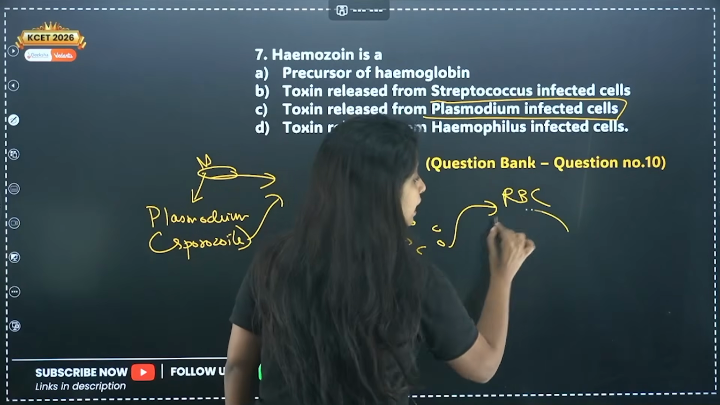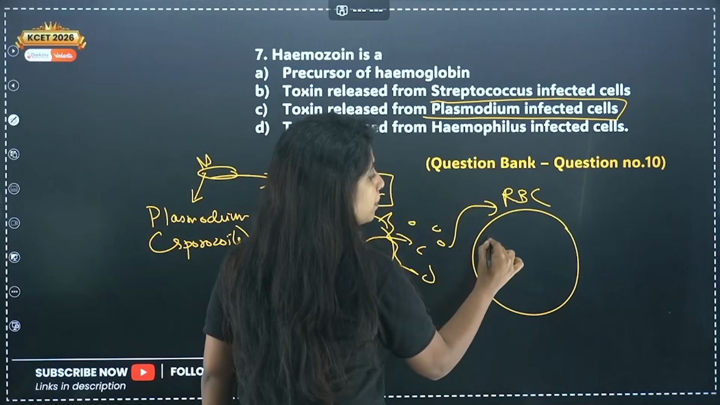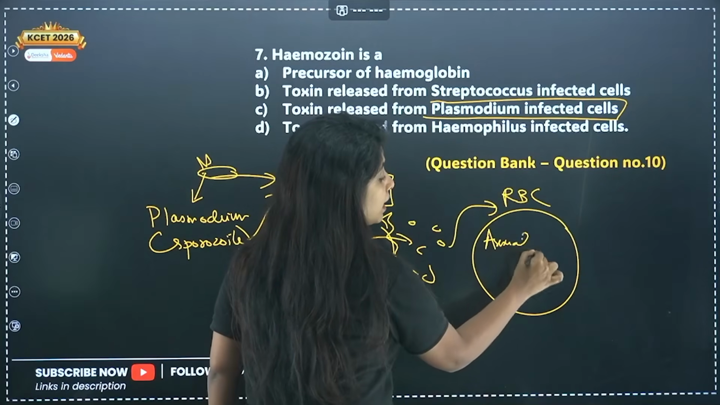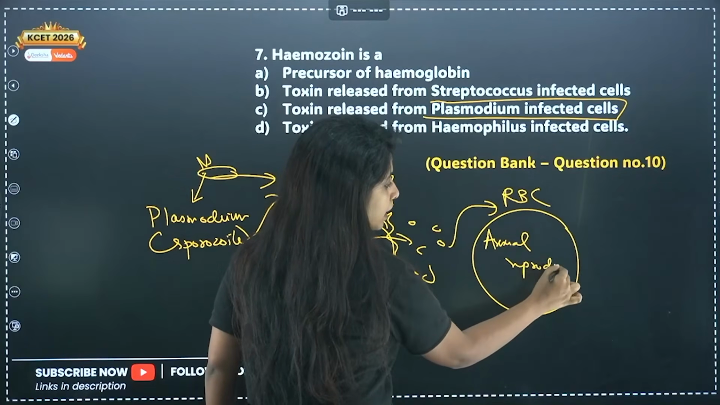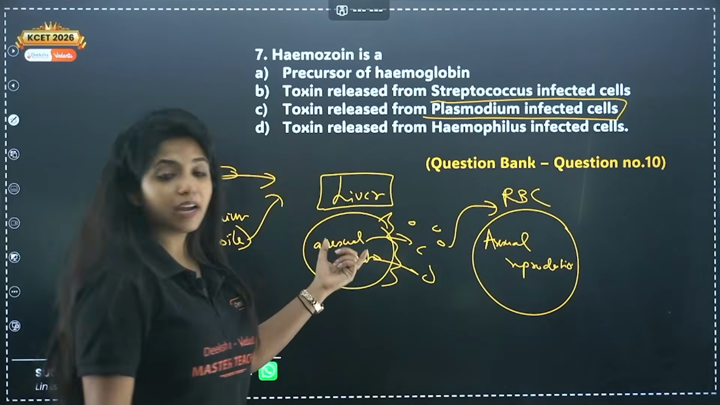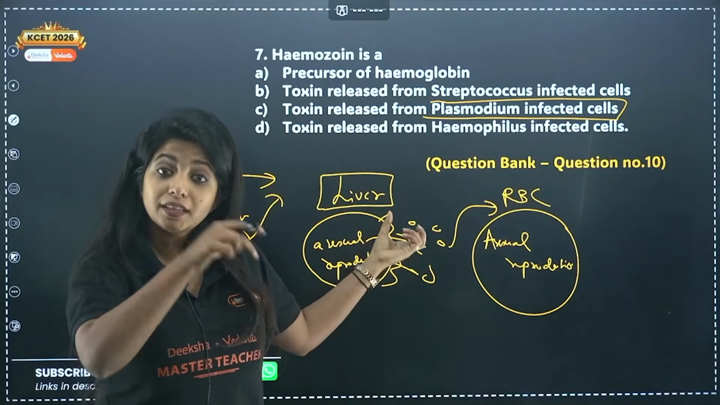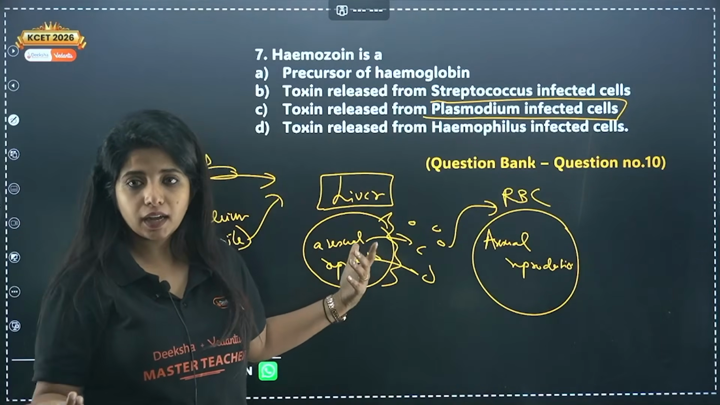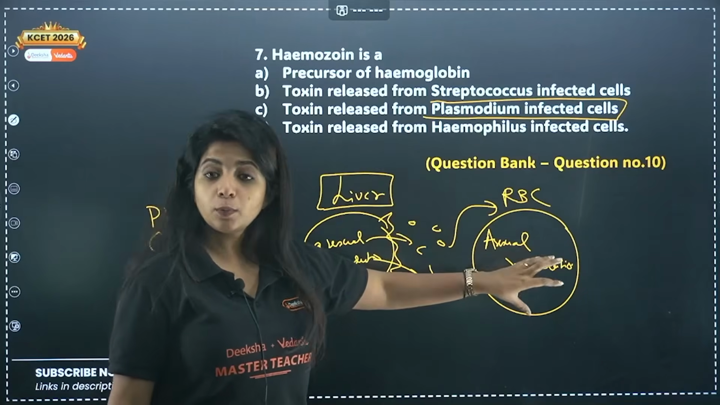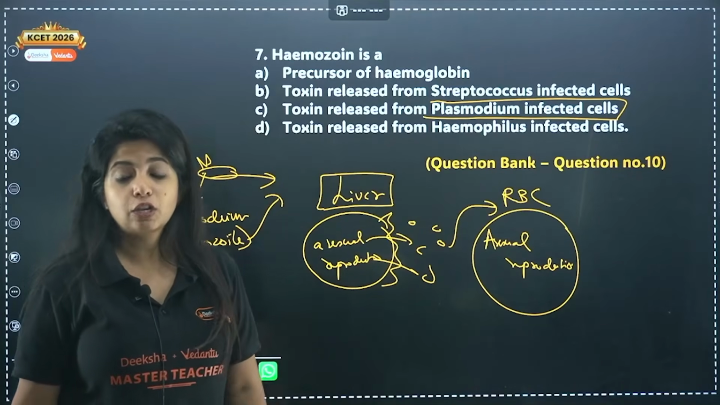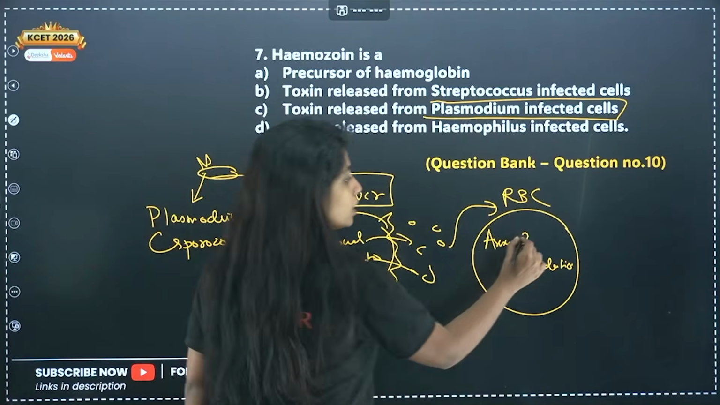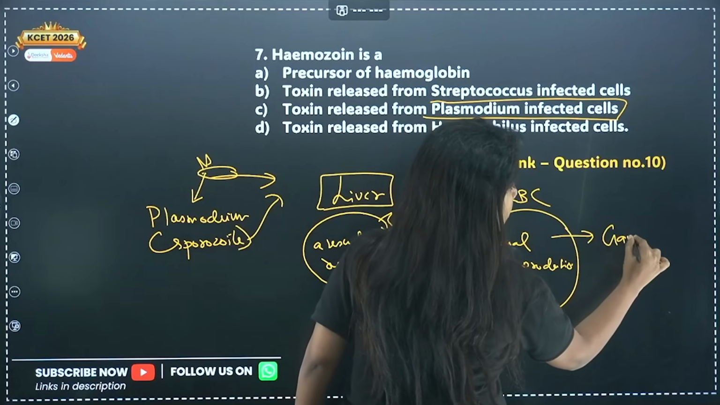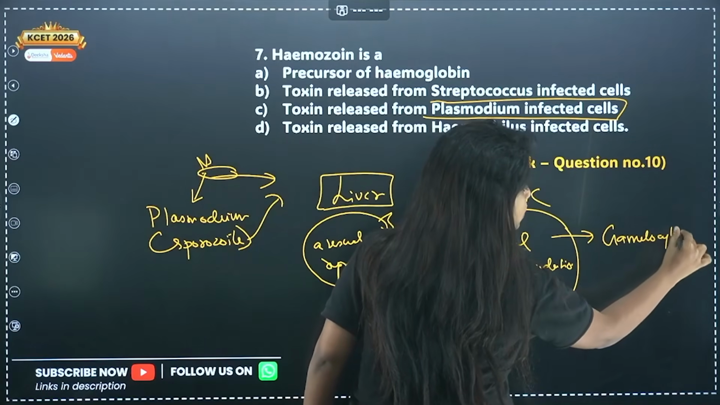Now once they are inside the RBC, my dear children, what will happen? Again, they are going to undergo asexual reproduction. Sporozoite came in, they underwent asexual reproduction. Now there is another stage, okay? You do not call them sporozoites again. Now this Plasmodium gets into the RBC. Again they undergo asexual reproduction. And what stage do they give now? The stage which is formed now is known as the gametocyte stage.